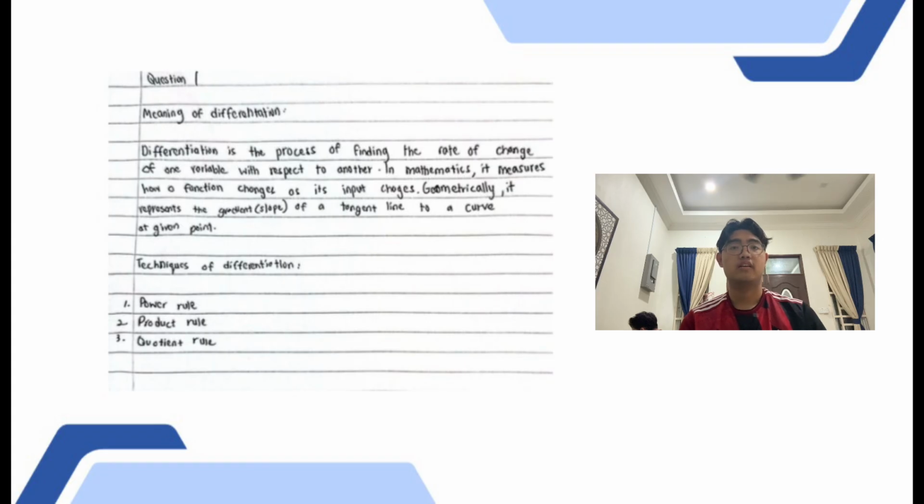So for techniques, I will list some techniques in differentiation. First we have the power rule, product rule, quotient rule, and chain rule. That's all for question 1. We go for the next question.